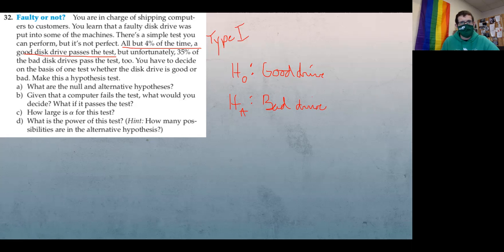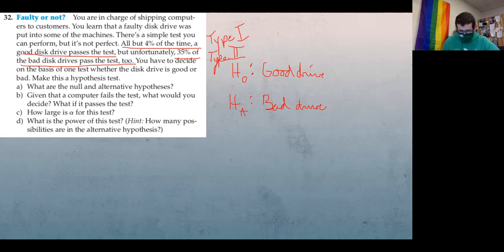Now it says here, unfortunately, 35% of the bad disk drives pass the test too. What kind of error is made with that? Yeah, it'd have to be we failed to reject the null, even though we should have. So this next one represents type 2. All right. So now we already wrote our hypotheses.